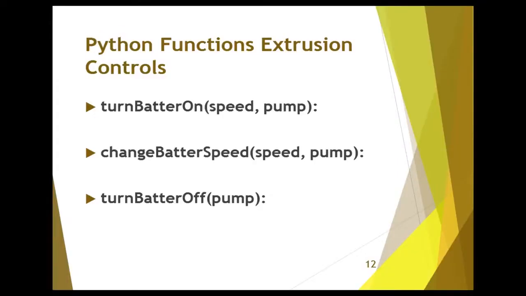So these are for some extrusion commands, and all the variables in these are pretty simple. The pump may seem a little confusing, but that's just an object referencing the PWM pin. The turn battery on function just extrudes the batter. You just give it the rate of speed and the pin number, and then change battery speed is nice because you can change the batter speed on the fly. And then we have turn the battery off. This is actually not turning off the pump. This is creating back pressure inside of the ketchup bottle so that we're not dripping batter all over the griddle.